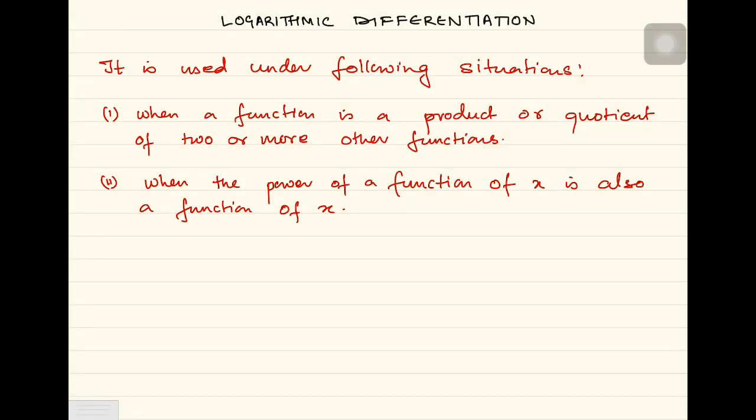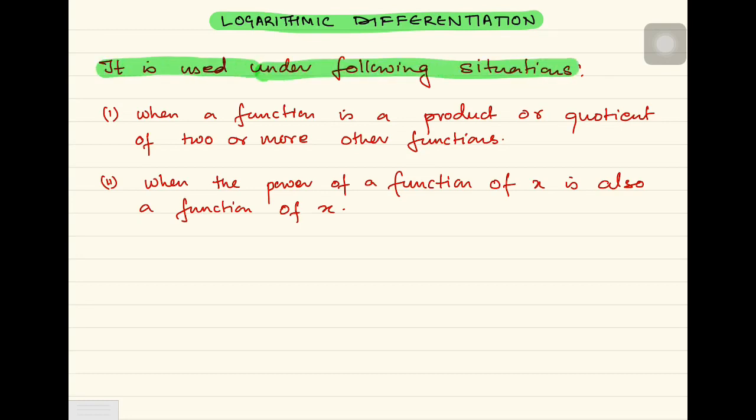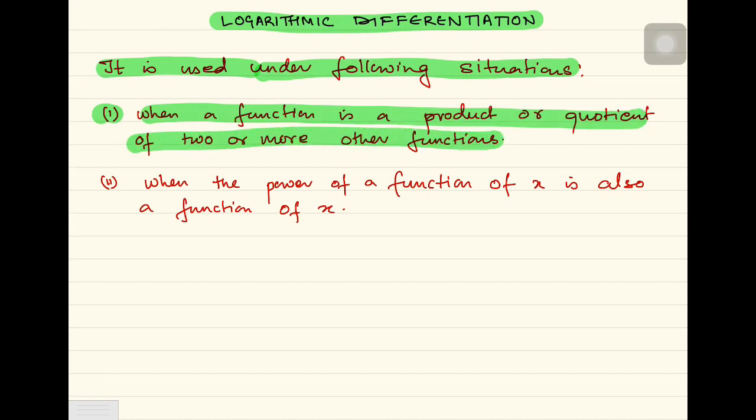Once we have understood logarithms, now we can go to the first type of differentiation, that is called logarithmic differentiation. So let's read when we use this type of differentiation. It is used under the following situations. Number 1, when a function is a product or quotient of two or more other functions. So let's have a look. I'll give you an example.